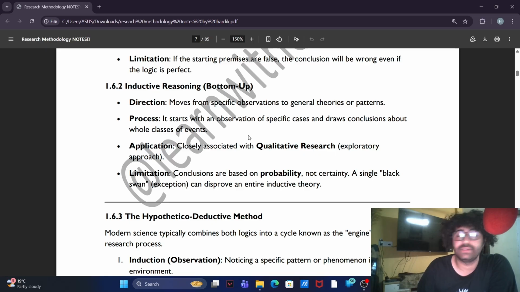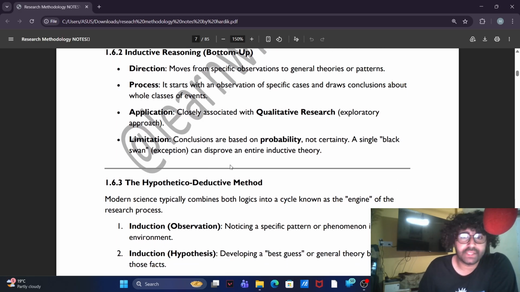Its application, closely associated with qualitative research, exploratory approach. Its limitations: conclusions are based on probability, not certainty. A single black swan exception can disprove an entire inductive theory.